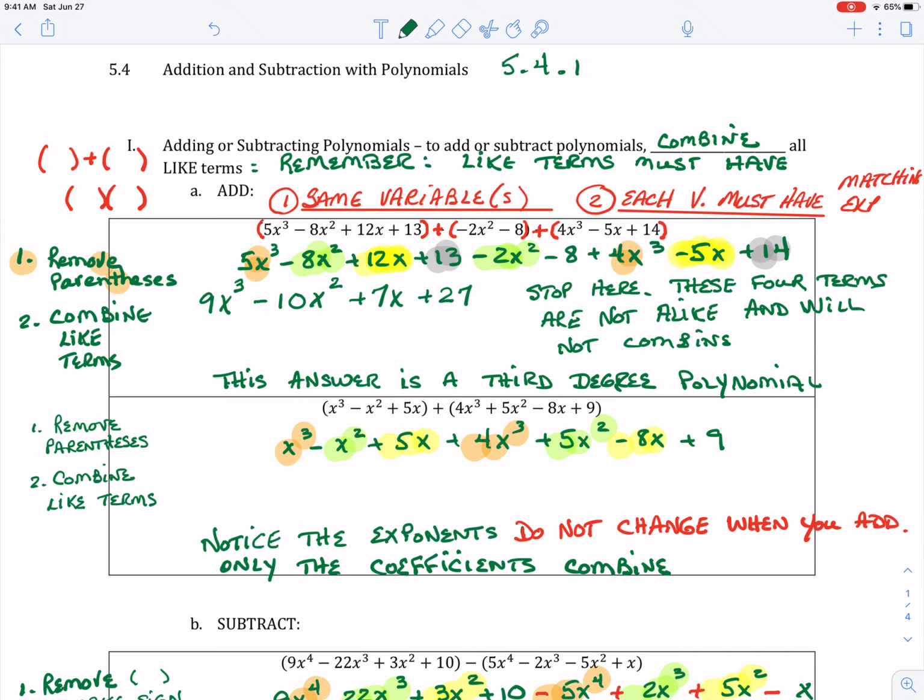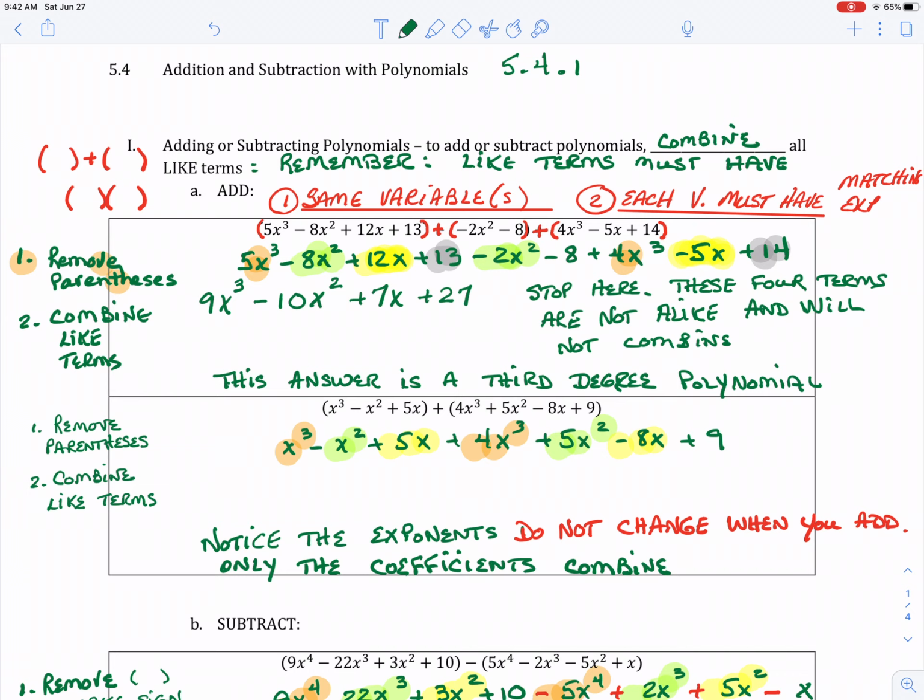Right, so we end up with a polynomial here that's got 4 terms. You're going to stop right there because these 4 terms are now all different. Well, 3 of them have the same variable, but all of the exponents on those variables are different. So this is where the problem ends.